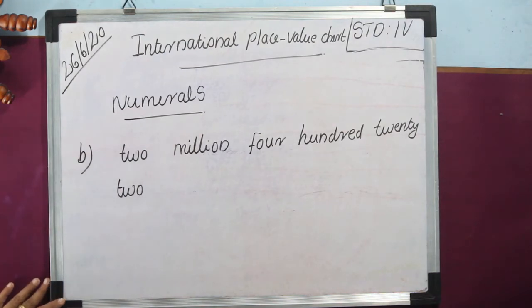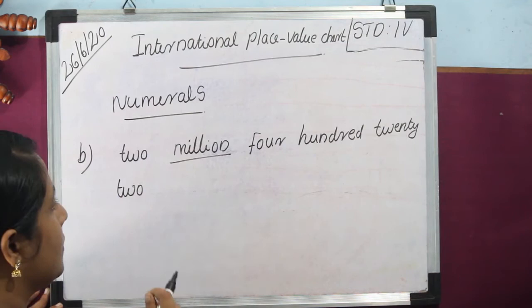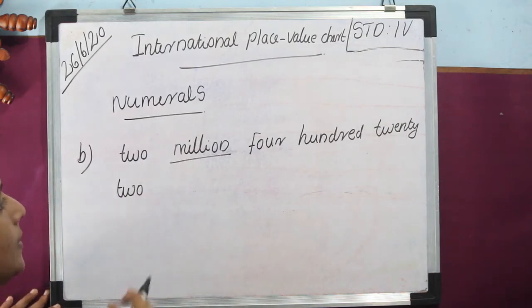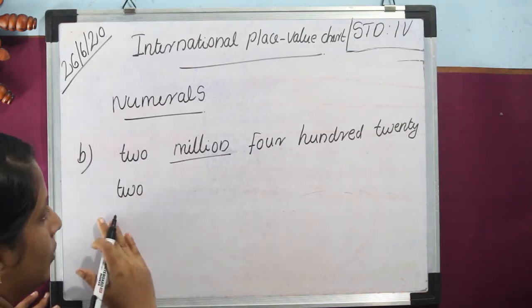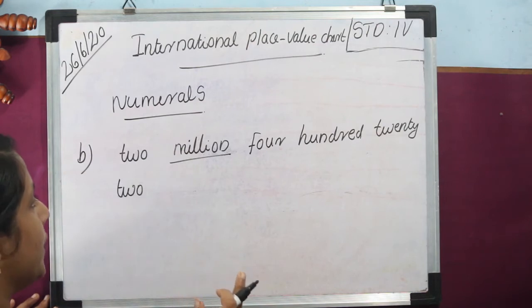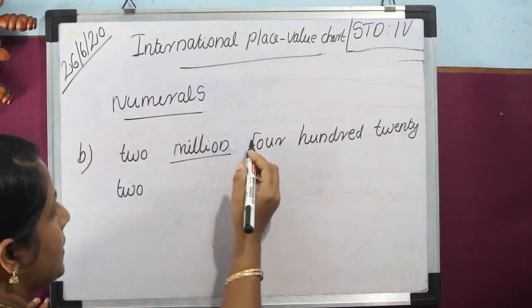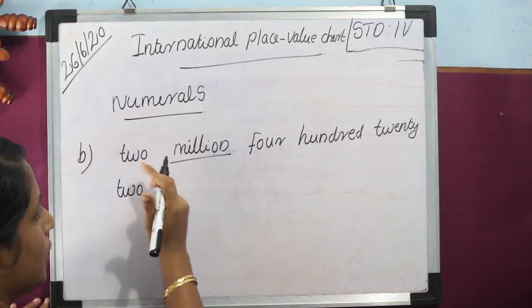Next example, 2,000,422. First we identify the places of these numbers. There are two places here, million and ones. No need of writing ones because 422 ones means 422. So one period is missing. That period is thousand. So the thousand position is missing, after the 2 million.